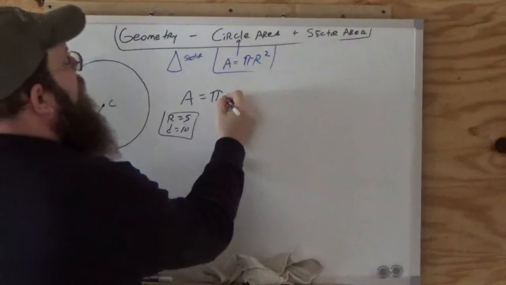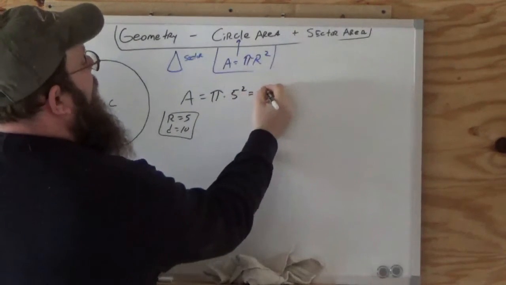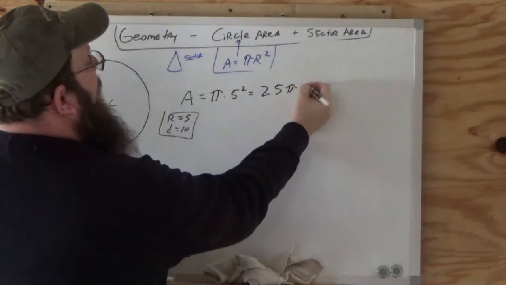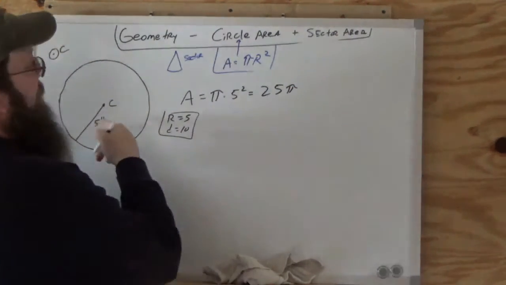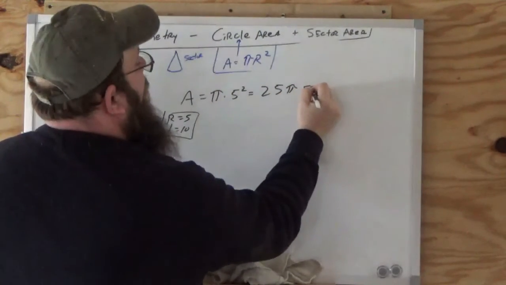R is 5, so it's pi times 5 squared. That's 25 pi. And that would be square units. In this case, it's inches. So that would be square inches.